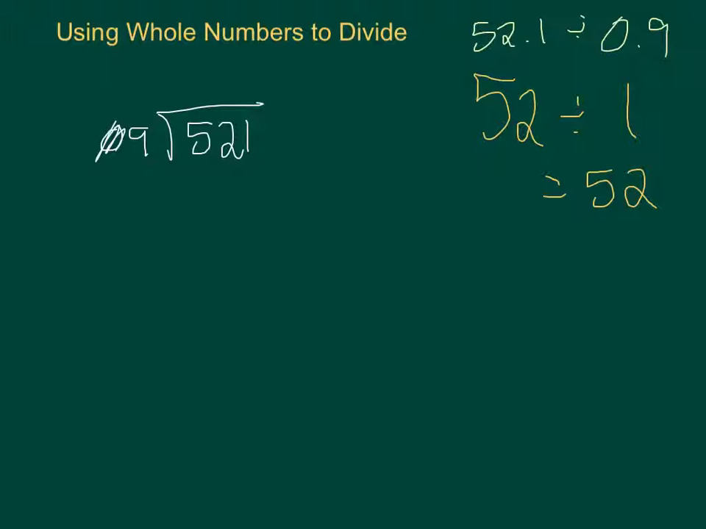I'm going to use a different color here so we can see the steps that are happening. I'm going to ask myself, how many times does 9 go into the number 5? I know that it doesn't go into 5. So then I'm going to say, okay, how many times does 9 go into 52?